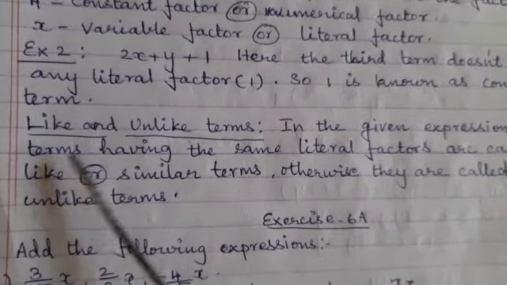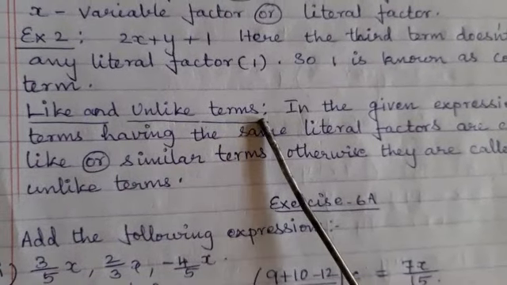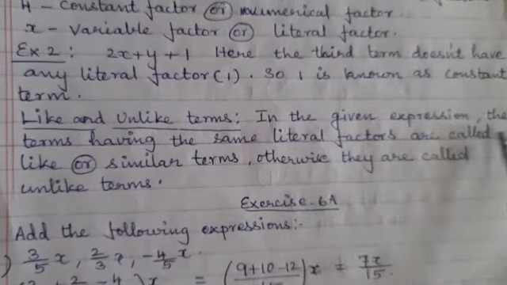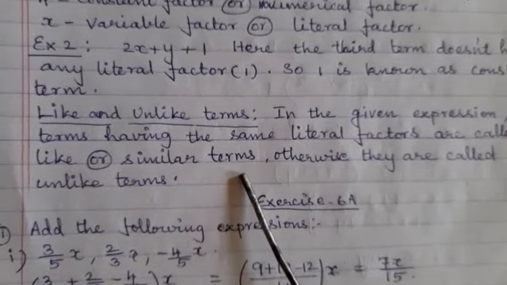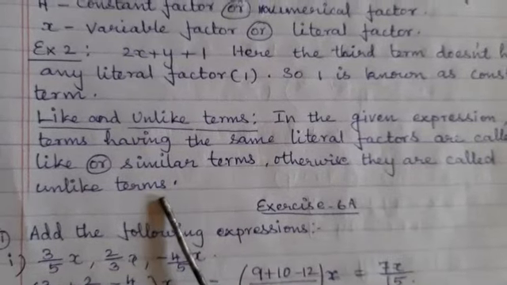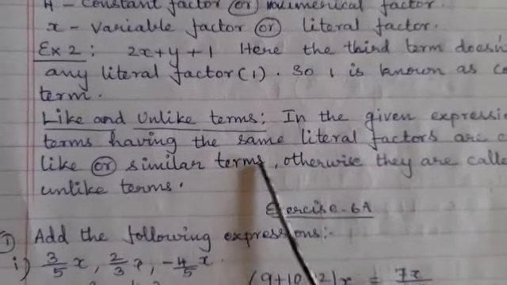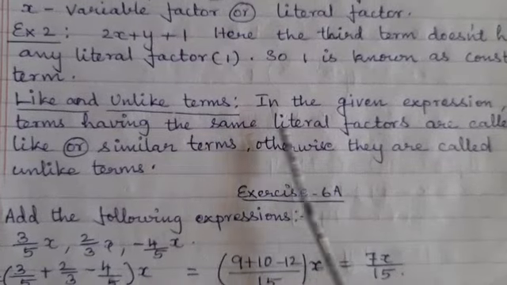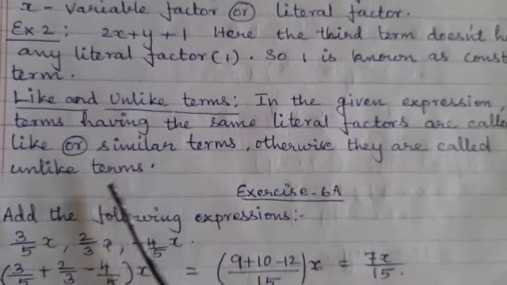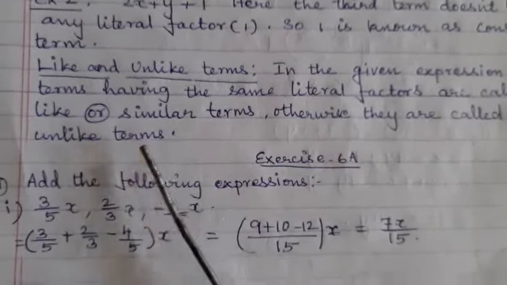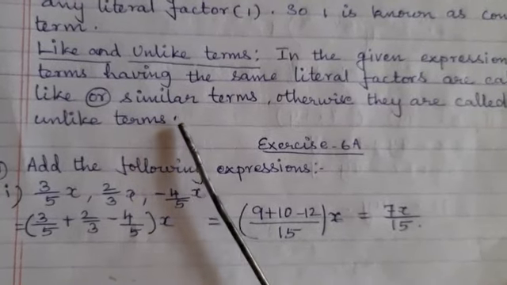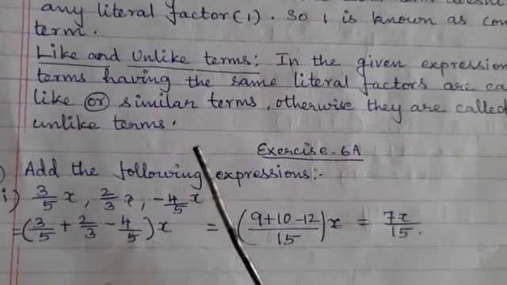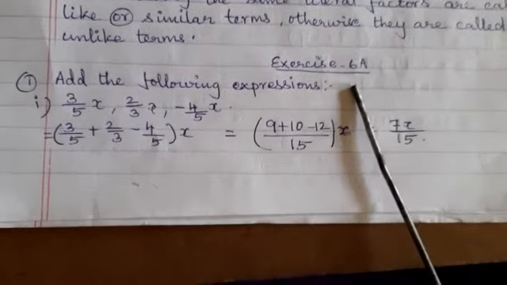Now move to the next topic, that is like and unlike terms. In the given expression, the terms having the same literal factors are called like or similar terms, otherwise they are called unlike terms. That means if all the terms have the same literal factors, that is the variables, the alphabets a, b, c, d that you are writing, then they are like terms, otherwise they are unlike terms. When adding or subtracting expressions, we have to add and subtract the like terms. Now we move on to exercise 6a.